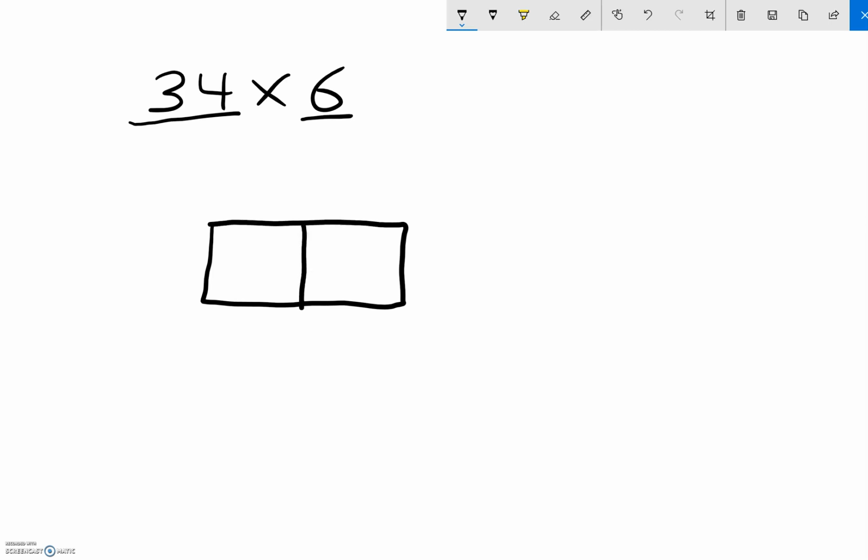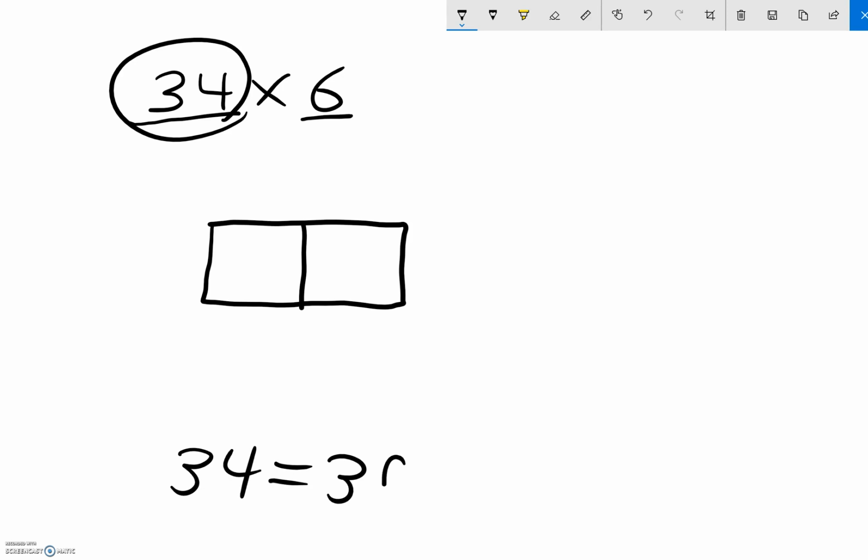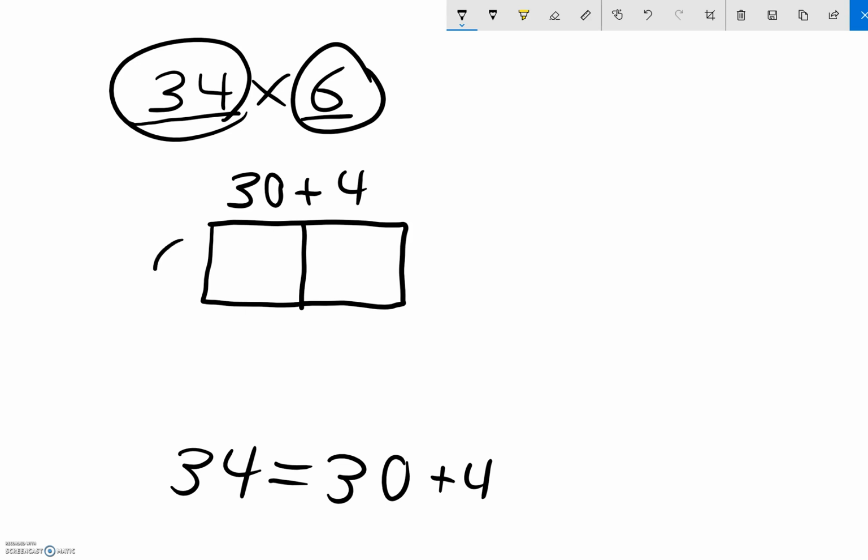So you can see that here this area model has 2 by 1. Okay? So then I'm going to take 34 and I'm going to decompose it. I know that 34 equals 30 plus 4. And then I'm going to place those numbers right here, 30 plus 4, on the area model. Next, I'm going to take 6, and 6 is going to go right over here.